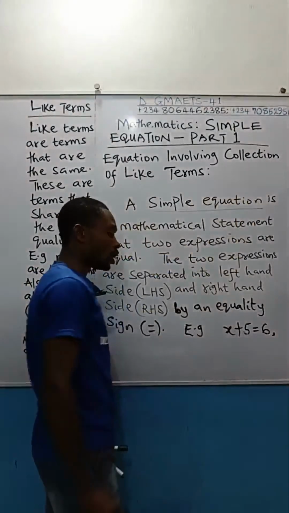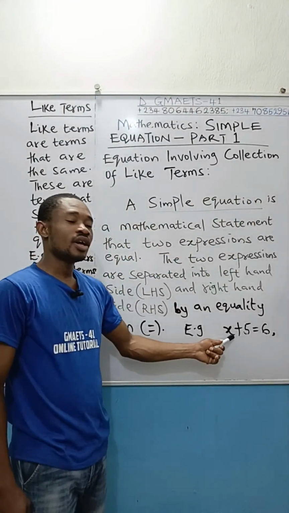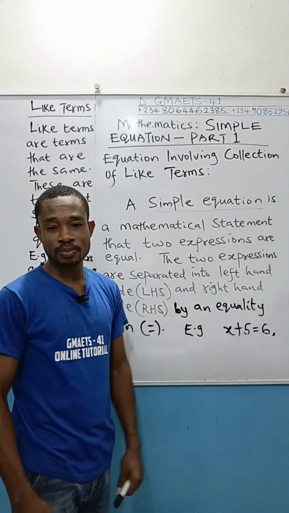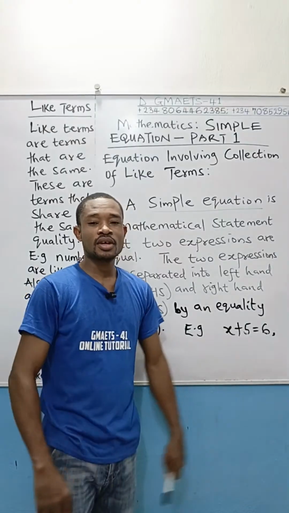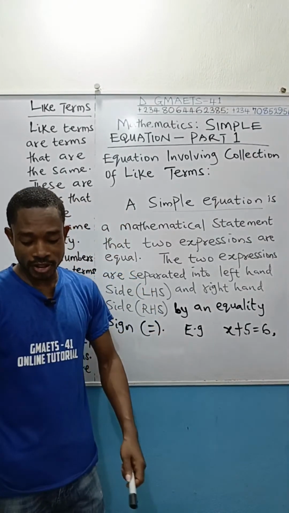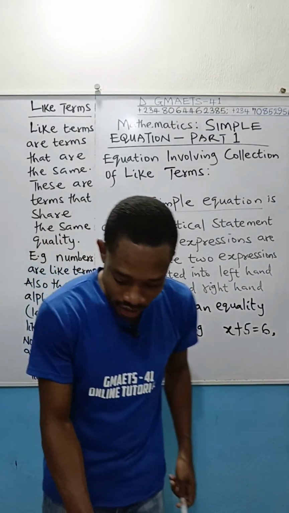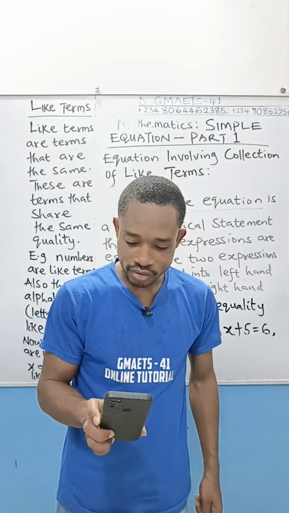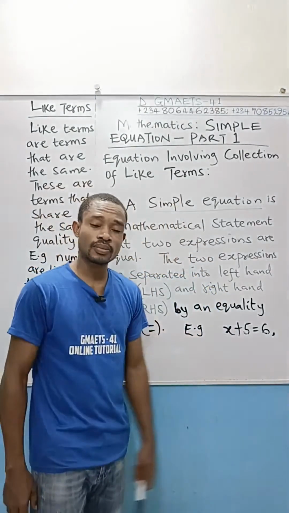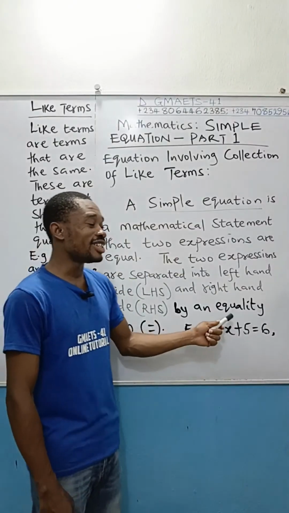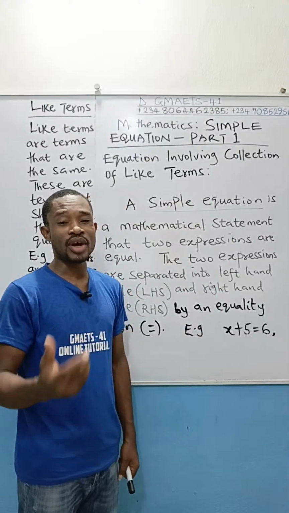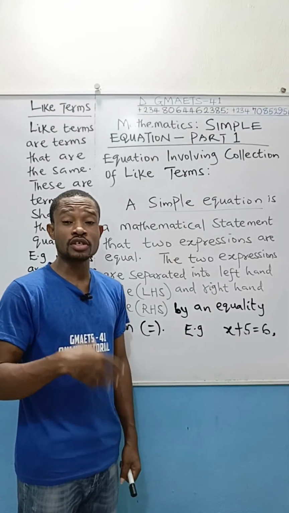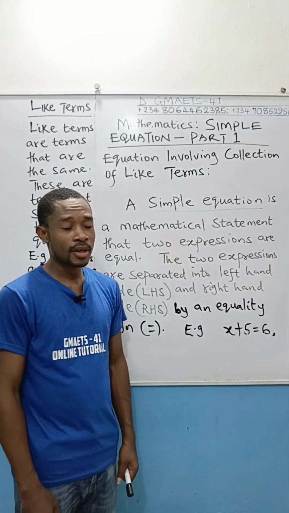Now, I have on the board an example of a simple equation. X plus 5 equal to 6 is a simple equation. How did I know that this is an equation? Remember, whether you call it simple equation or equation, they are the same thing.